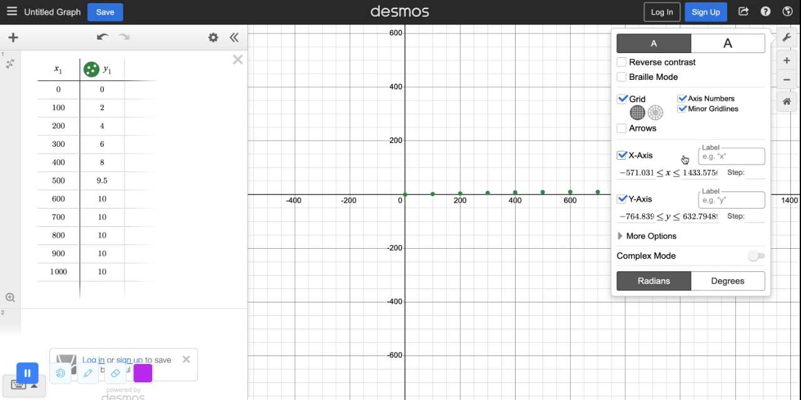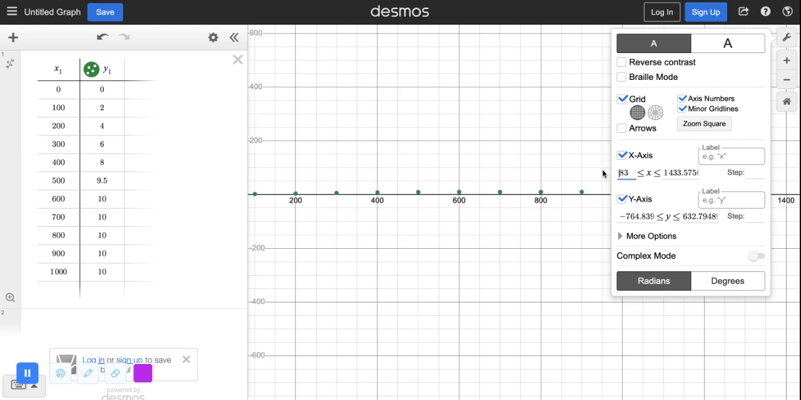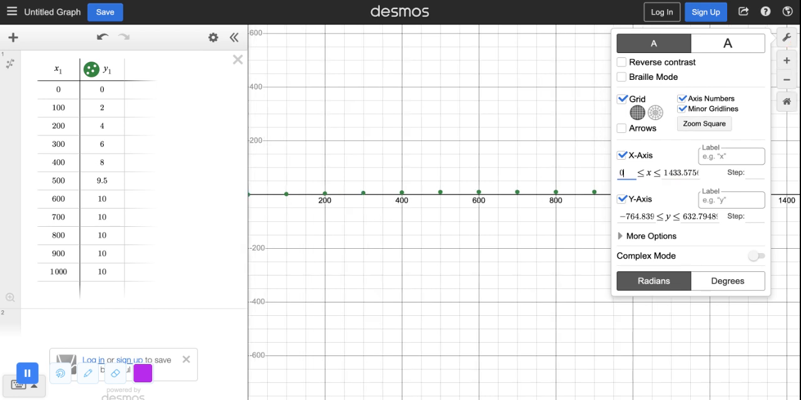I don't care about these numbery things or anything. I don't care. That's on my x-axis, and over here on my left, this is my x values. So I've got 0, 100, 200, and it goes all the way to 1,000. So you start from the smallest, 0, you put that there, and you go to the biggest, 1,000.